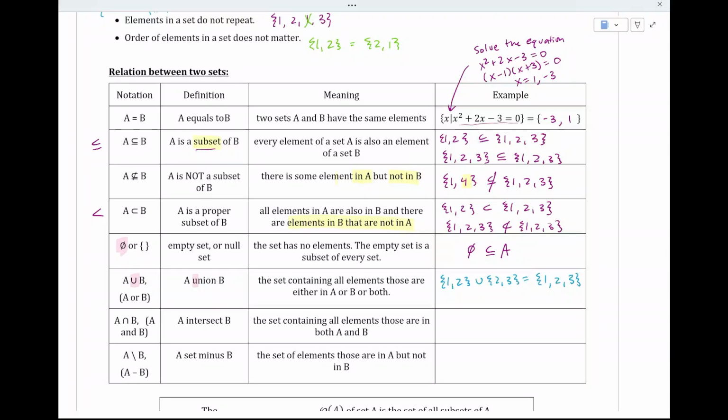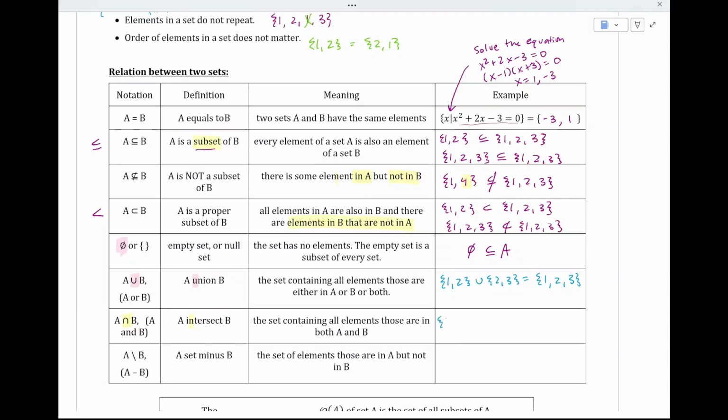Next up is A intersect B, or A and B. And that's the set that contains only the elements that are in both A and B, the ones that they share. The way that I remember this one is that this intersect symbol kind of looks like the N in the word intersect. The symbol looks like that N.